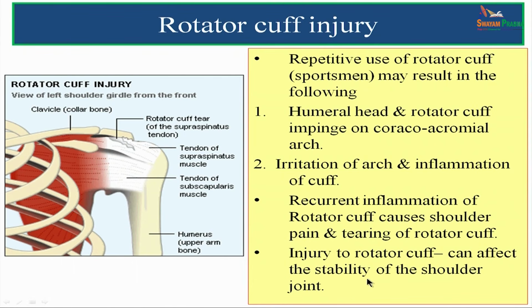Injury to the rotator cuff can further affect the stability of the joint, as it forms one of the most important factors stabilizing the shoulder joint. So you can see here the tendon of the supraspinatus muscle, the rotator cuff. If this is injured, that can result in damage to the stability of the shoulder joint.